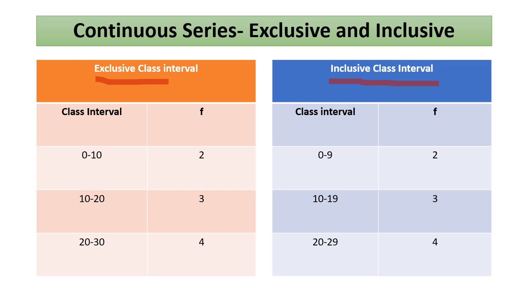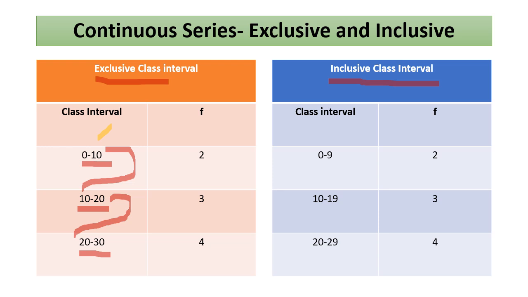Here, if I take up exclusive class interval, you will find that the class interval starts from 0 to 10, then the second one is from 10 to 20, and the next one is from 20 to 30. So what you find here is that the upper limit of the class interval gets repeated as the lower limit of the next class interval. Similarly, upper limit of 20 becomes the lower limit of the next class interval. So here you realize that the upper limit is getting repeated as lower limit of the next class.